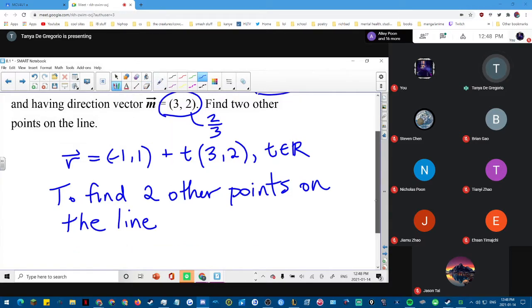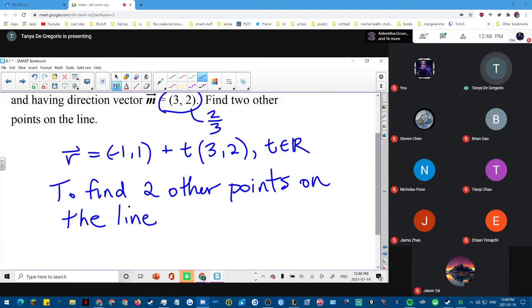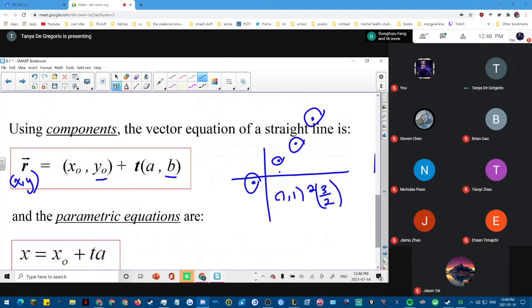All right, so to find 2 other points on the line, what am I going to do? I want you to think of this. So I have 1 point on the line. How do I find another one? What do you guys think?